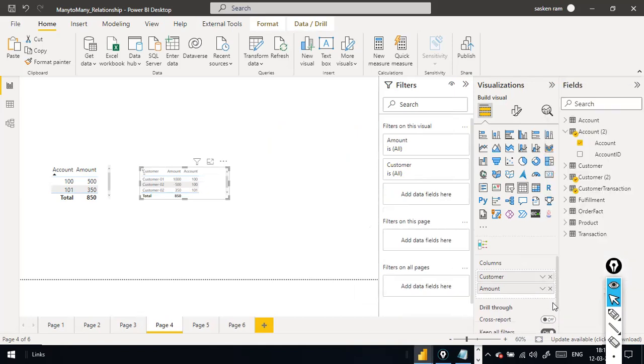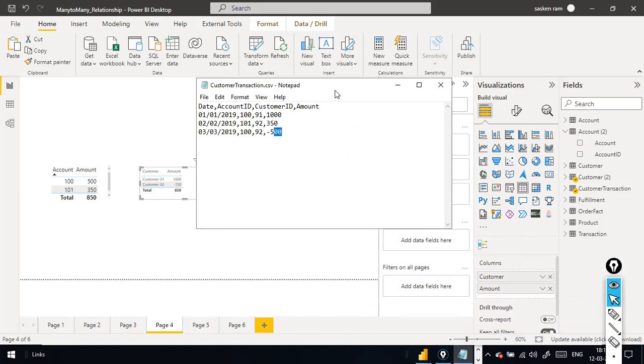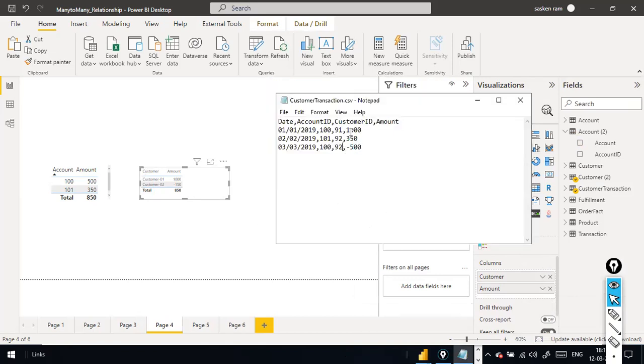Okay, I will remove the account. See, this time it is not doing the correct job. Why? It is going by the customer ID. Customer ID 91 gives 1,000, and customer ID 92 gives 350 minus 500, which is minus 150. It goes by the customer ID. Okay, this is what is happening.